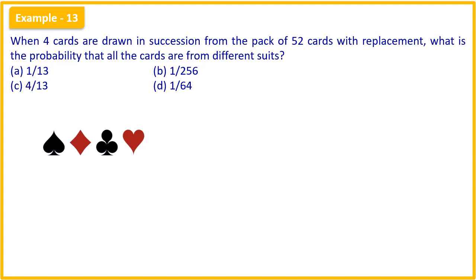So the probability that the first card that we are drawing is a spade is 13 out of 52. We have replaced it back. The probability that the second time we are drawing is, let us say, a heart is 13 out of 52. Third time when we are drawing, it is again 13 out of 52, and the last card is again 13 out of 52. So the probability is 1 out of 256.